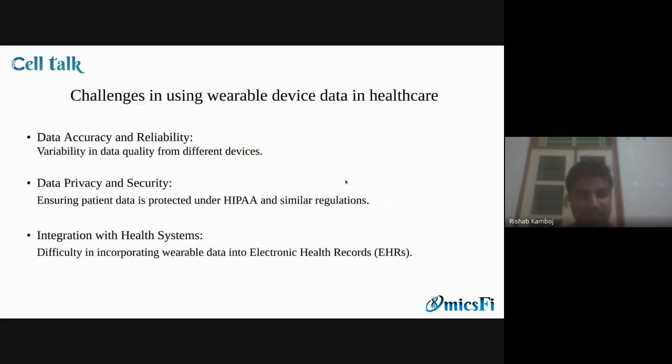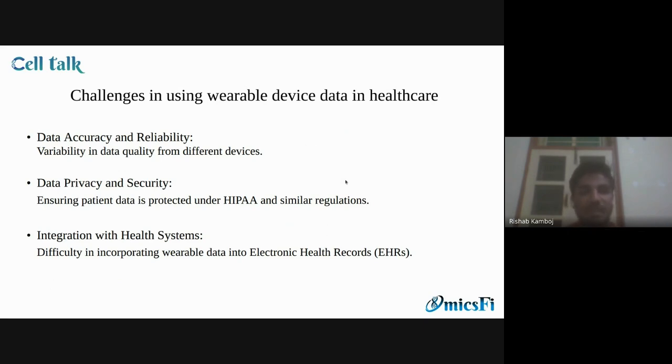Another thing is the challenges in using wearable device data in healthcare. The first challenge is data accuracy and reliability. That is the main challenge. There is variability in data quality from different devices. Each device has its own measurement error and its own unit. The unit can be standardized, but there are major differences in the measurement error from manufacturing also. Some errors come out, and these errors are very important in the healthcare industry. So that is one challenge, that is data accuracy.